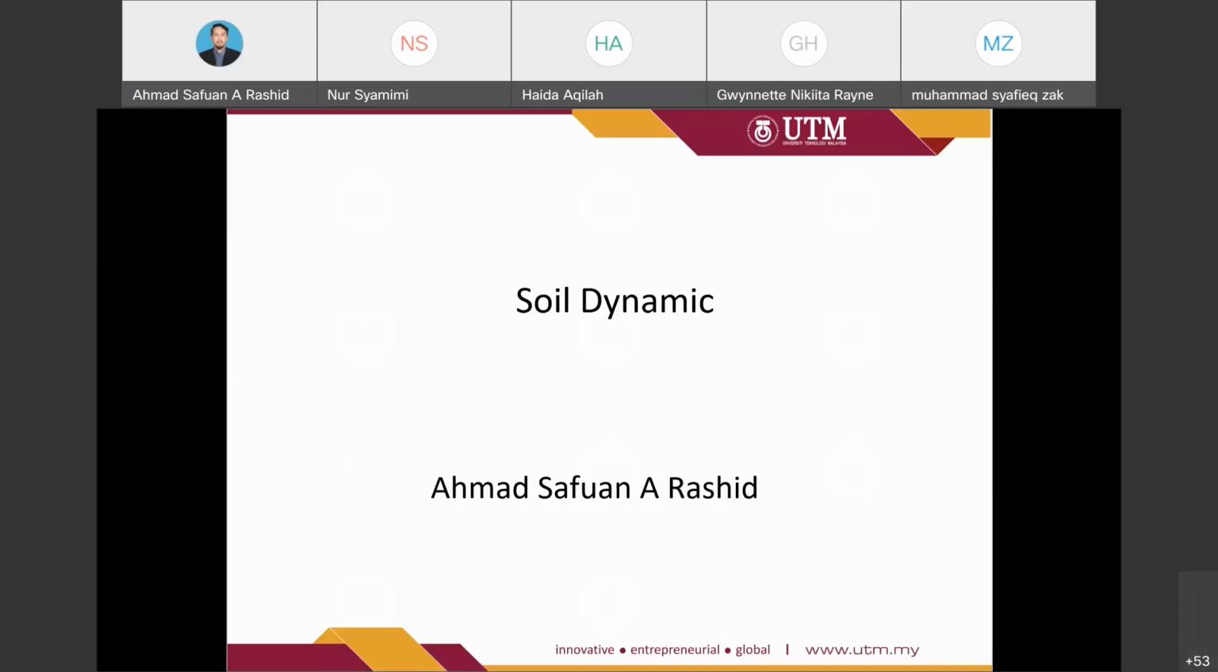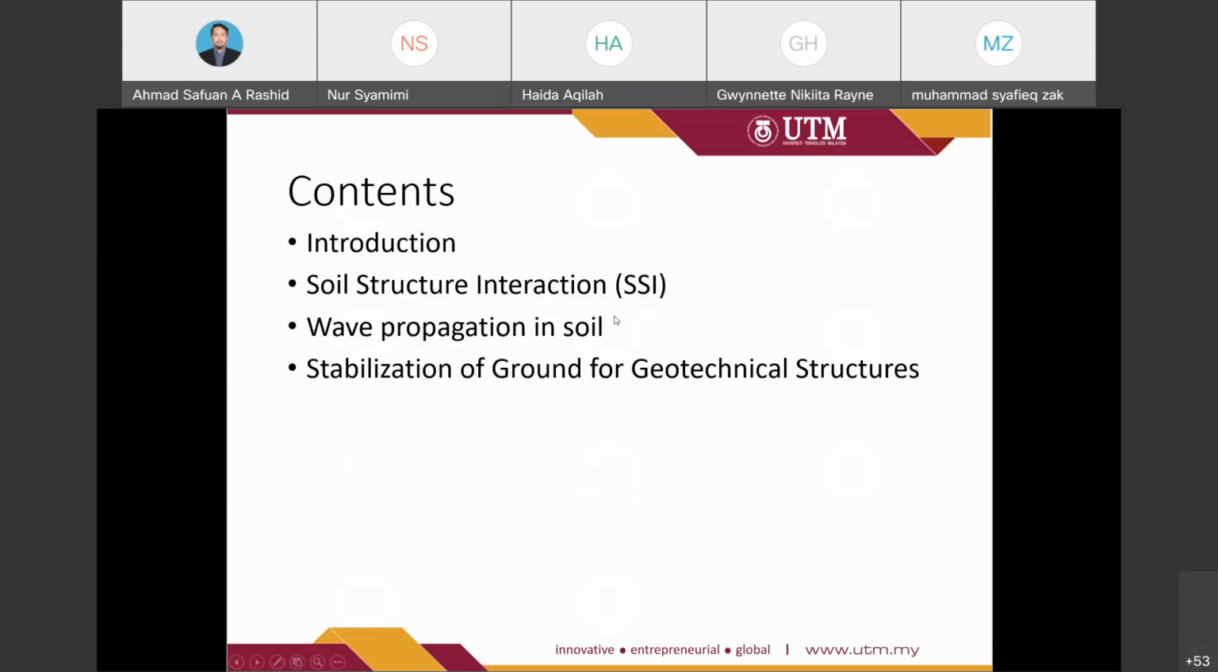So we begin with soil dynamics as an introduction, before we discuss the formulation of the shallow foundation, deep foundation, and also the retaining or lateral stress. So the contents we cover in the introduction are soil structure interaction, which we call SSI, wave propagation in soil, and the last one we discuss is the stabilization of ground for geotechnical structures.